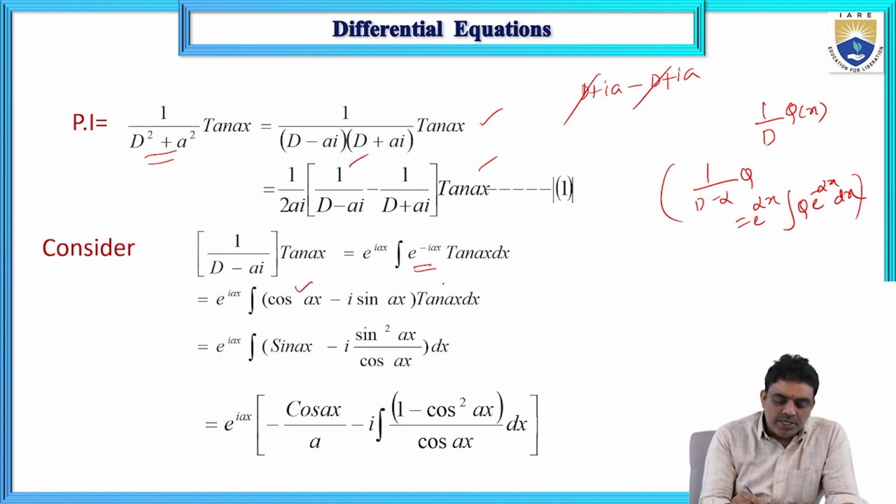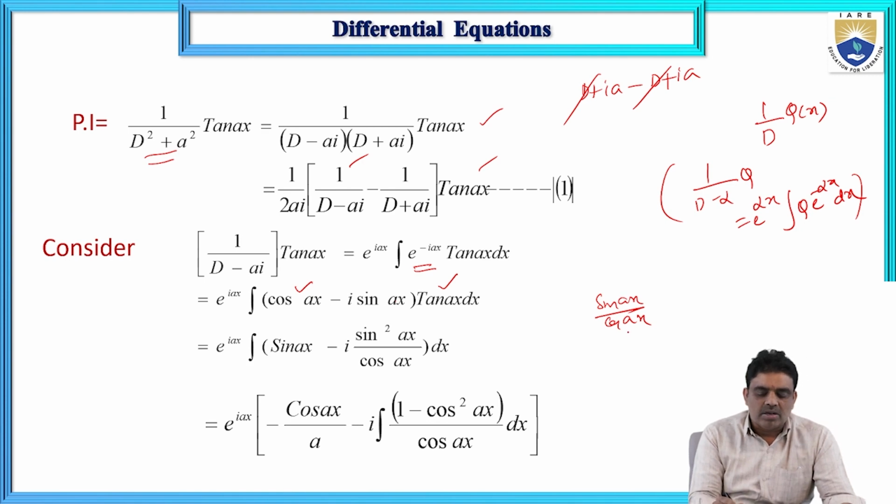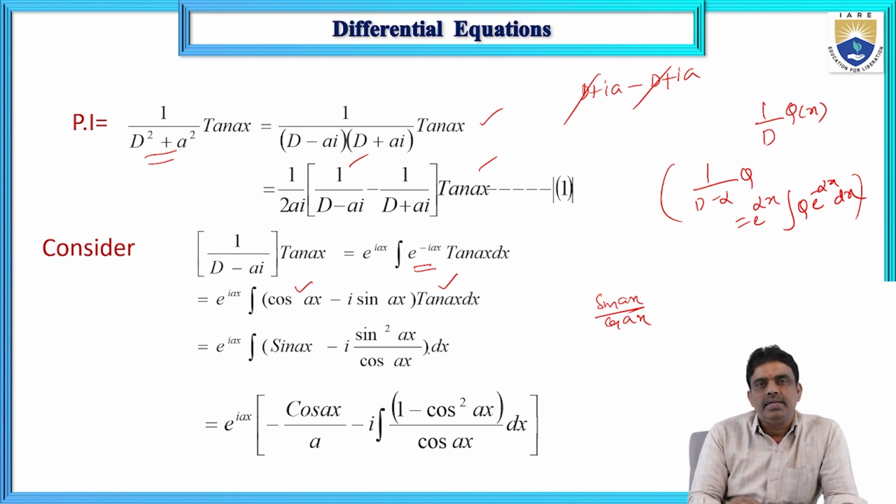But cos into tan, so tan means what? Sin ax by cos ax. So into cos ax, cos gets cancelled. The first term will be sin ax. Minus i into sin ax into tan ax, sin ax into sin ax by cos ax. That will be sin square ax by cos ax dx.